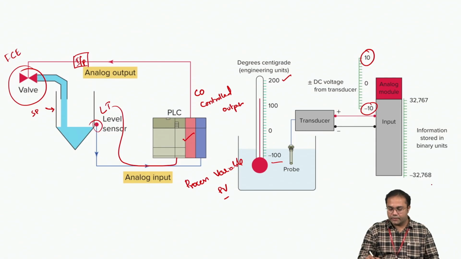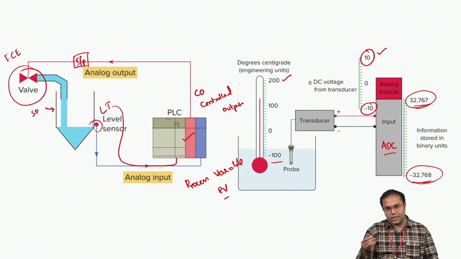So when it is -10, we get a digital value of -32K, right? If it is +10, we get a digital value of +32K. You might be surprised: when I'm giving -10 and +10 across the input module, why am I getting this digital value in the PLC? This is very simple. As I told you, the analog input module has a built-in ADC, an analog to digital converter. So when this analog input is given to the ADC, the ADC converts it into digital, right?